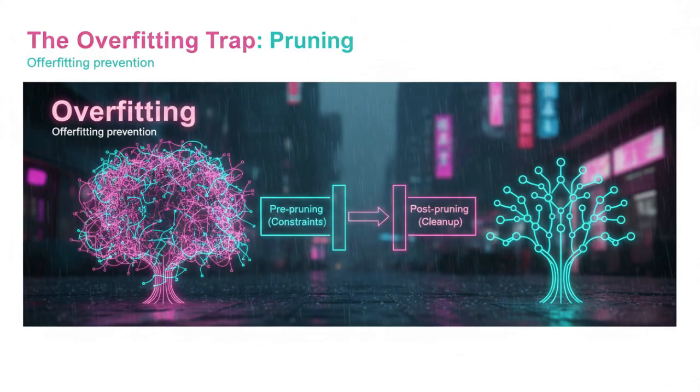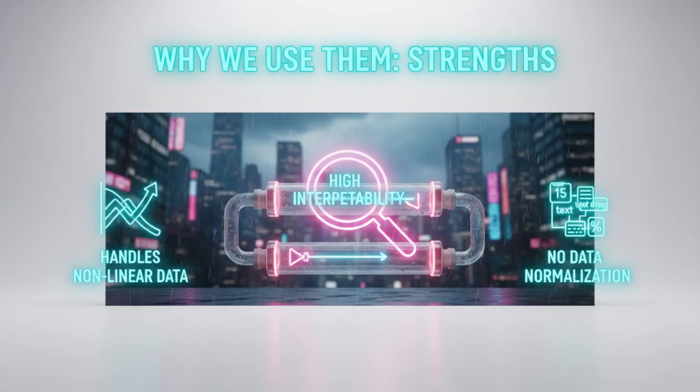They can become so complex that they memorize the noise in the training data rather than learning the general pattern. To prevent this, we use pruning. Pre-pruning involves setting constraints, like max depth or min sample split, before training begins. Post-pruning involves letting the tree grow to its full extent and then removing branches that provide little predictive power. By simplifying the tree, we improve its ability to generalize to new datasets, making the model more robust and reliable for real-world applications. Why do decision trees remain so popular in the age of deep learning?